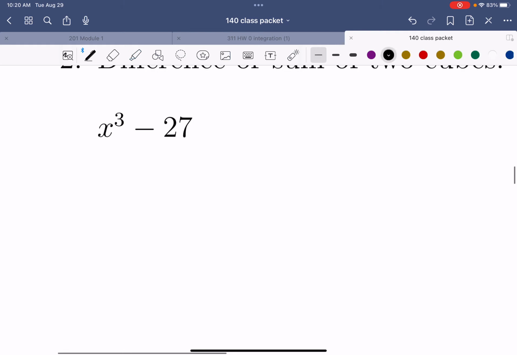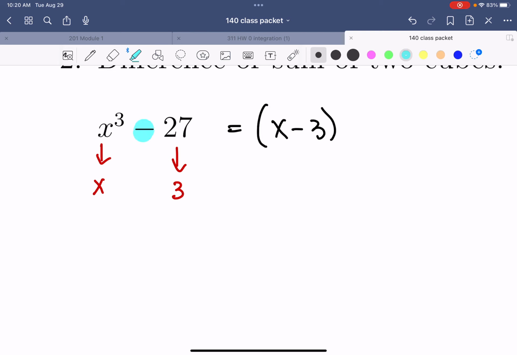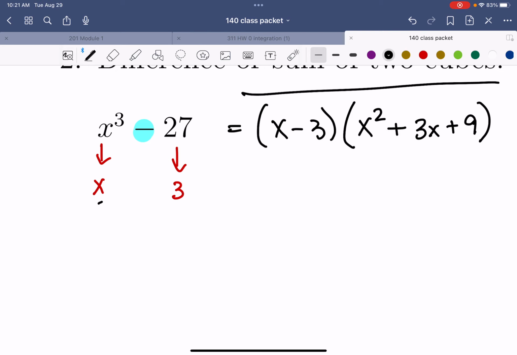So an example of that would be this one, x cubed minus 27. The cube root of x cubed is just x. The cube root of 27 is 3. So that means that this will become x minus 3 because I keep the same sign that I had. Then I take my first term squared, so x squared. I use the opposite sign, so I used minus, so now I use plus. Then I multiply them together, 3x. And the last one is always positive, and I square the 3. And that is my final answer.